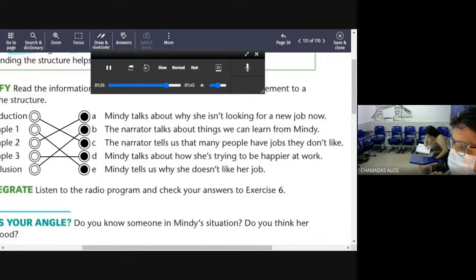So, what can we learn from Mindy? Well, if your job isn't making you happy, there are 2 things you can do to fix the problem. You can try to feel happier where you are, or you can work to find something better. Or, like Mindy, you can do both.